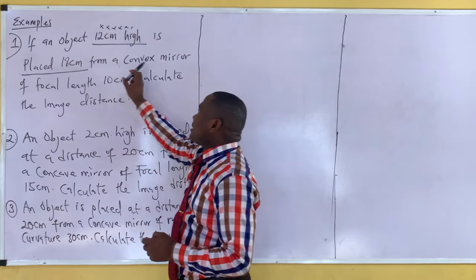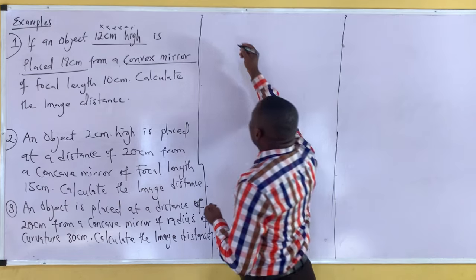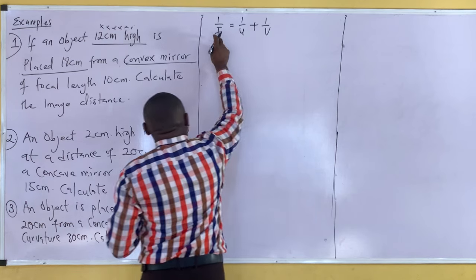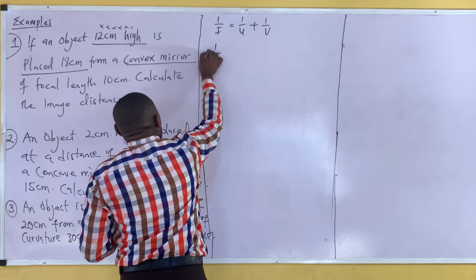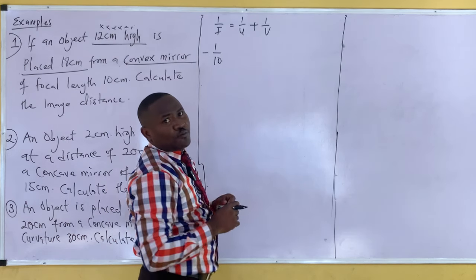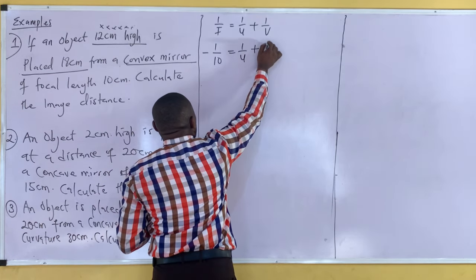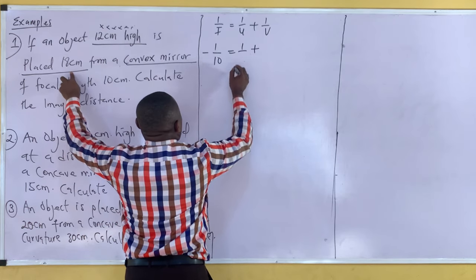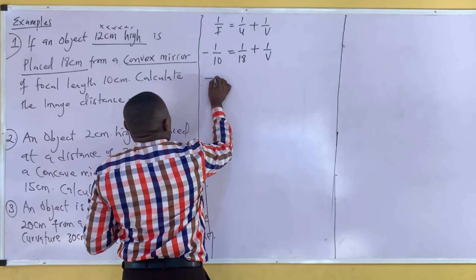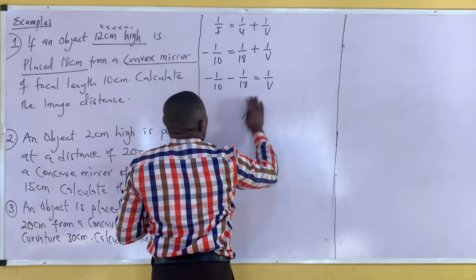Is placed 18 centimeter from a convex mirror. Very important, because if I'm using 1 over f equals 1 over u plus 1 over v, therefore 1 over minus 10, because the focal length of a convex mirror is negative, is equal to 1 over u plus, 1 over 18, that's the object distance, plus 1 over v. So it means I have minus 1 over 10 minus 1 over 18 is equals 1 over v.